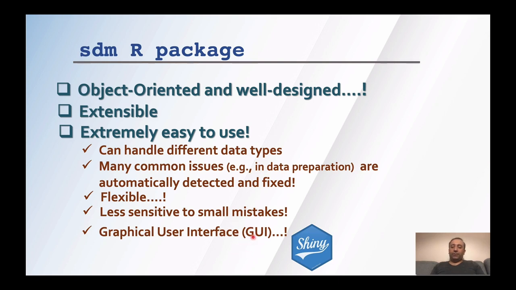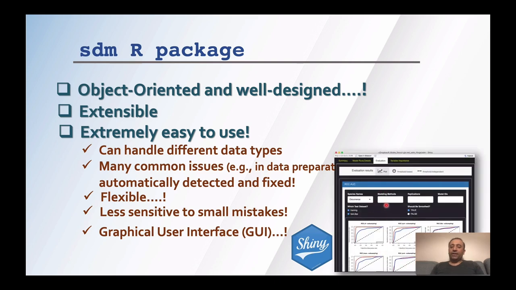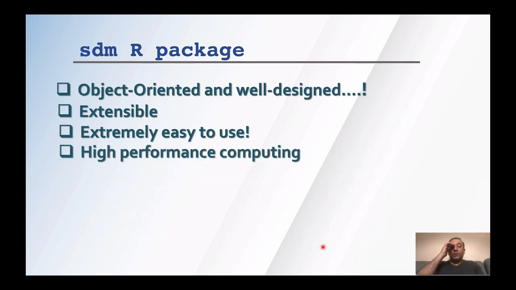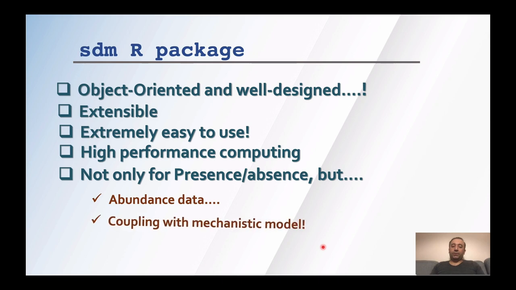And it is followed by a graphical user interface that is powered by Shiny. So we have an interface to interactively explore the results and work with different parts of the package. It uses high performance computing to handle big data, or when you have multiple species, or you have different replications to run. So it can use the power of your hardware to boost performance. And it doesn't only support presence-absence, but also abundance data. As a dream, we would like to couple it with mechanistic modeling in future versions as well.